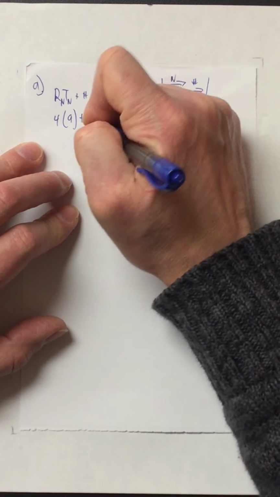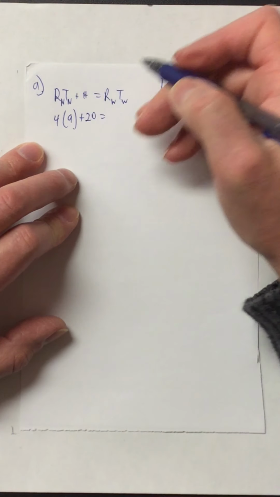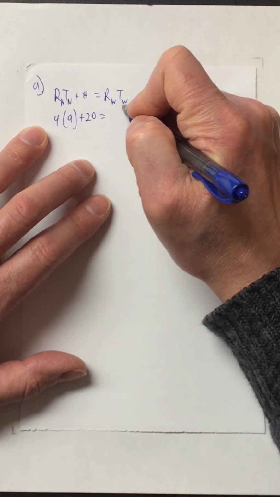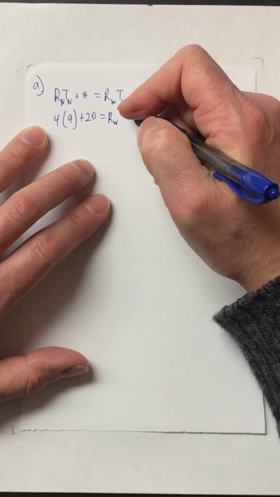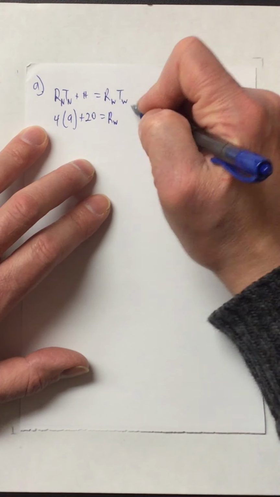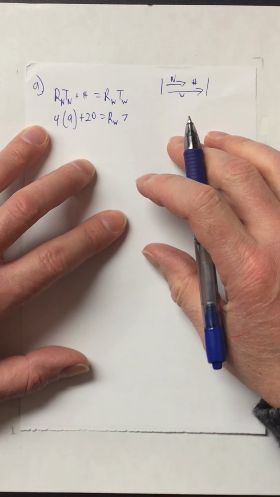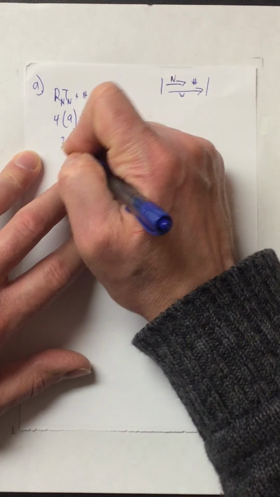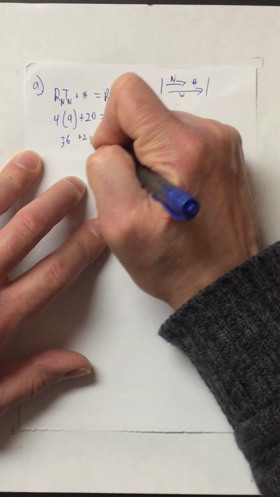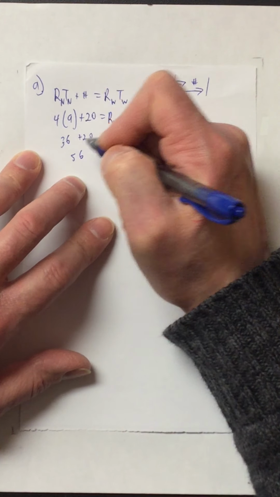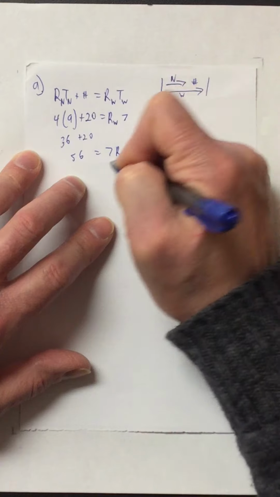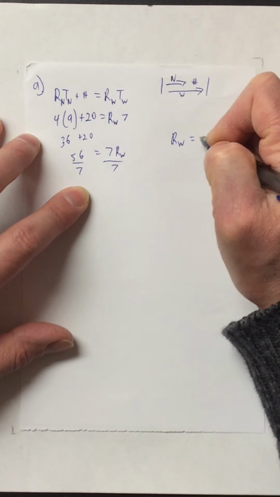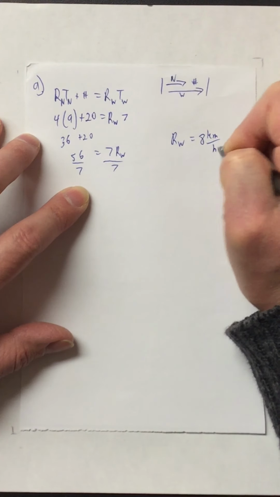What's the difference between them? It's 20 kilometers is how far ahead Wellington is. We don't know Wellington's rate, that's what we're trying to find out, but we do know his time. He left at 7 a.m., so we're looking at 7 hours there. Okay, 4 times 9, put that in there, 36 plus 20, we've got 56 right here is equal to 7 RW. Divide by 7, and it looks like the rate of Wellington is 8 kilometers per hour.